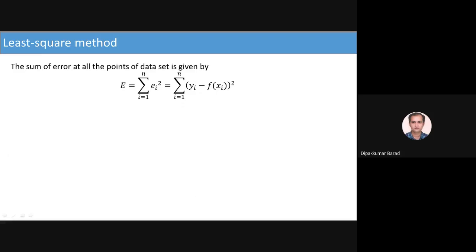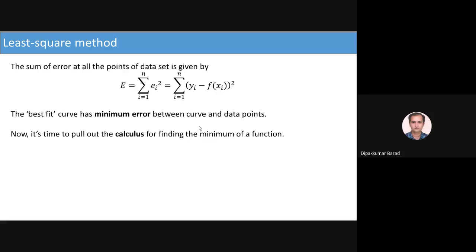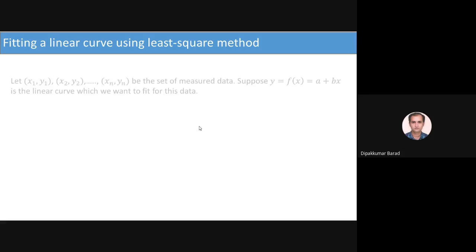Now I want to find a curve. For that I want to find f of xi such that this sum will be minimum. This is our least square method. So the best fit curve has a minimum error between the curve and the data points. Now how will we do it? For that we use calculus, as we know that if you have analytic functions, then you can find the minimum and maximum value from the given functions.